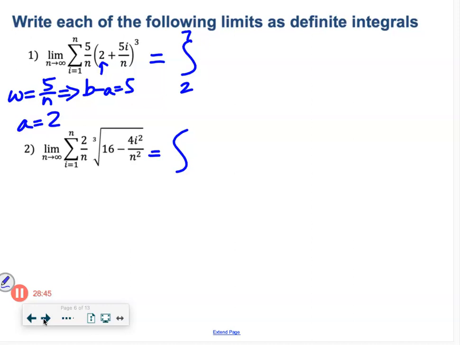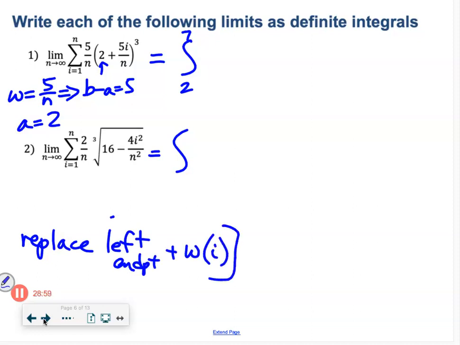Fantastic. So all you have to do is replace your left endpoint plus width times I with an x. Wherever you plug left endpoint plus width times I, that's your x for your function. So what's our function here? X cubed. And then you always have to stick on a dx. That's for the width. That width becomes the dx.